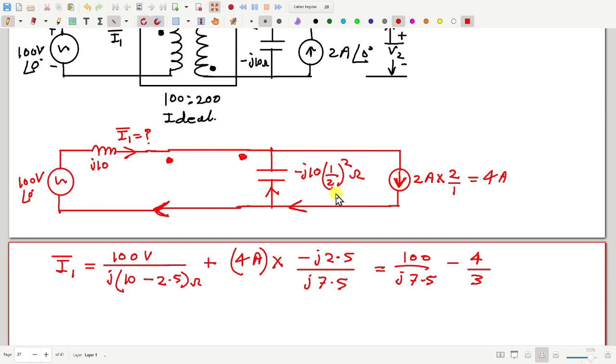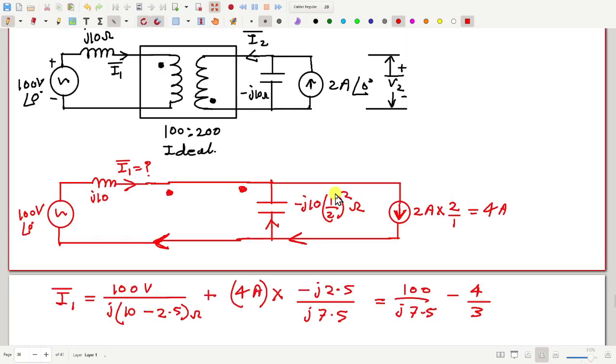I think it's correct. Can somebody else check and verify? Okay, you can check it later. So you will get the value of I1.